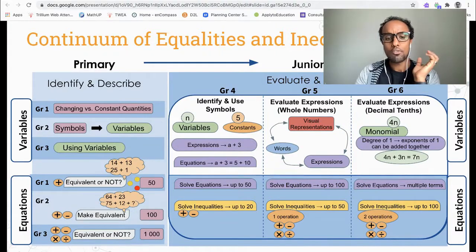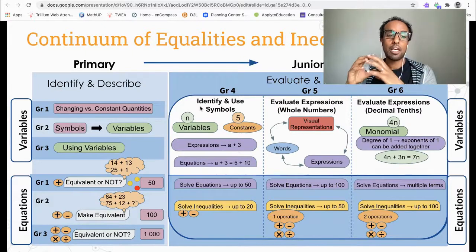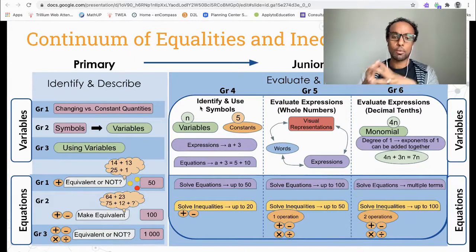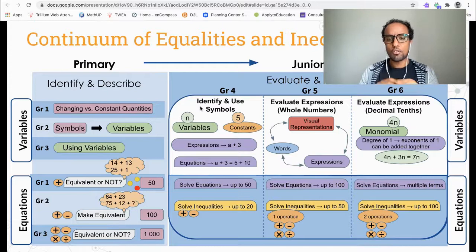So as we get into grades 4 and 5, we see that grade 4s in the variable section are working with identifying and using symbols. So they're working with variables and constants, labeling those two things, understanding how variables and constants relate to one another. They're also working with defining what an expression is and what an equation is.